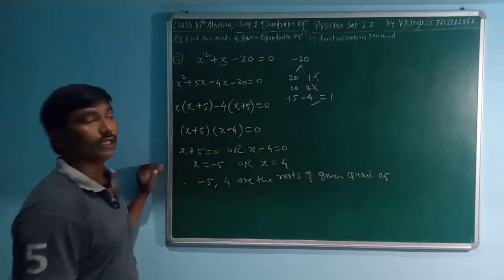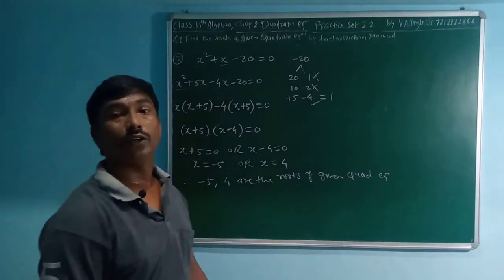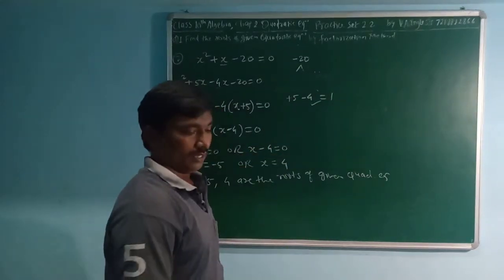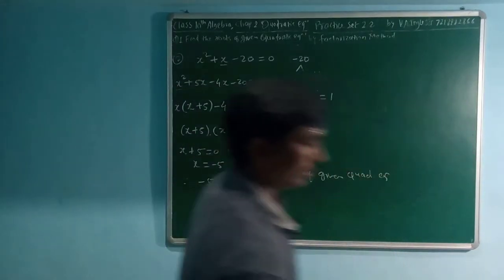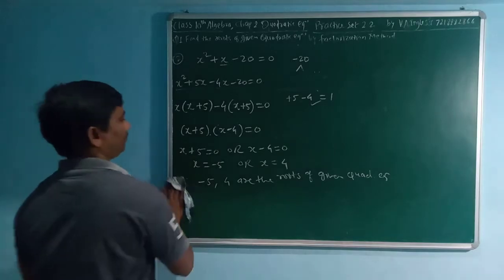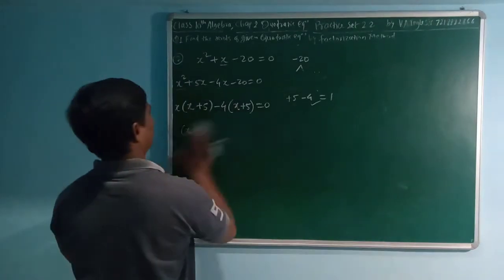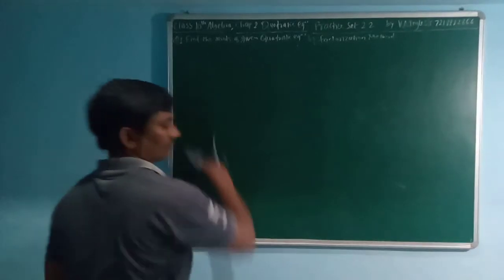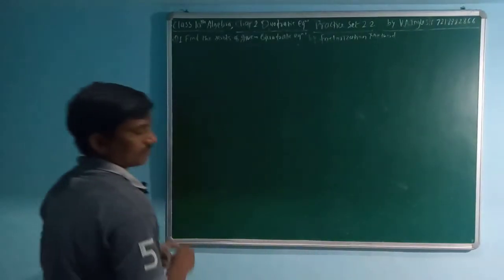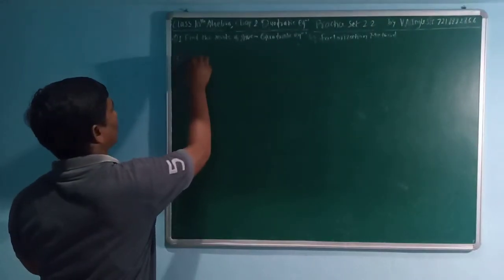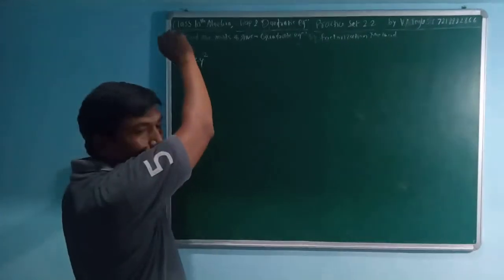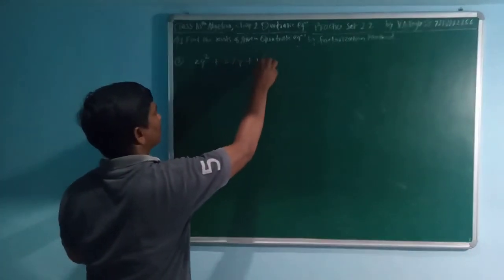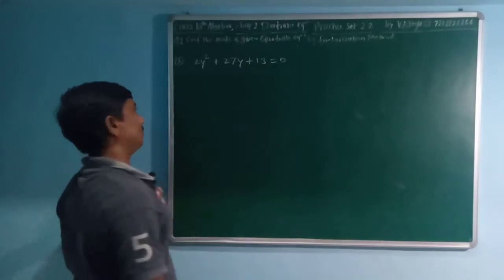Okay, in this way you have to find the roots of the quadratic equation. Now we'll go for the third example. So the third example is 2y square plus 27y plus 13 equals to 0.